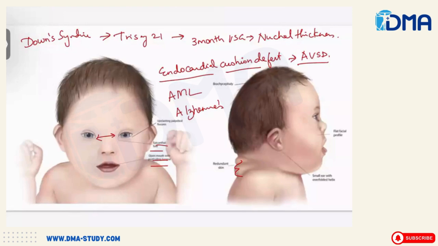Then what else? These are the basic things that you have to know. Then I'll tell you the trisomy. You tell me the name of that particular thing. Trisomy 13. What is the name of this trisomy 13? Patau syndrome. Patau syndrome, exactly.